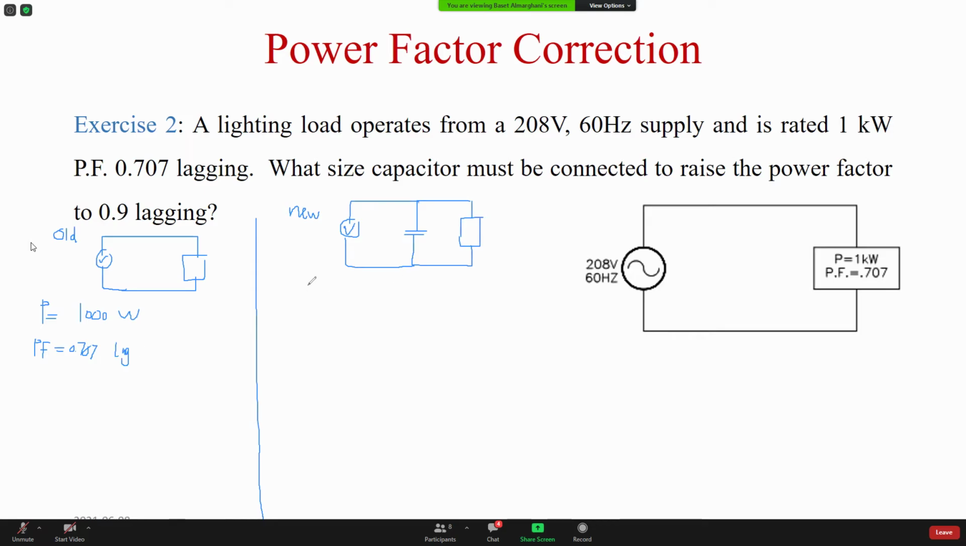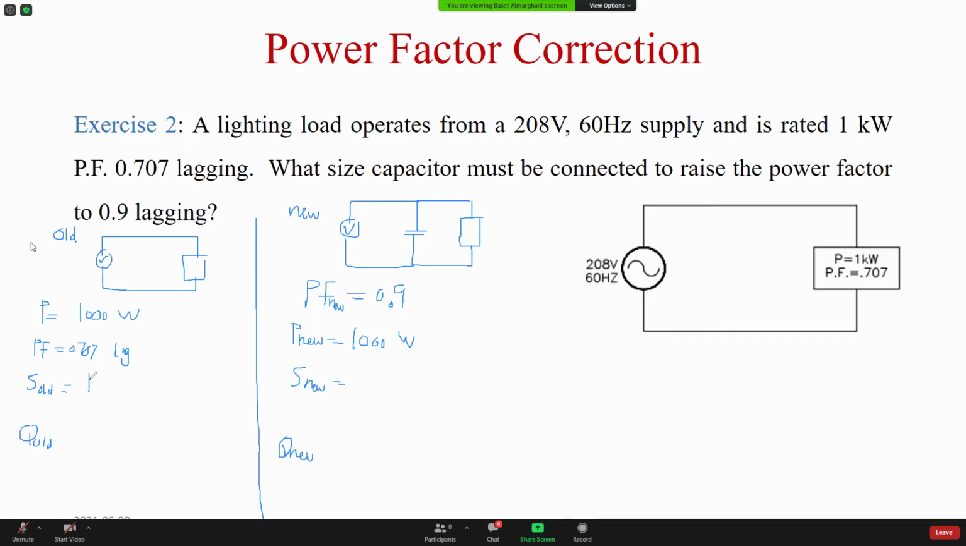Now the new power factor, they give you the new power factor. They want it to be 0.9. We know the P new, the new doesn't change. P doesn't change. The capacitor is not going to add anything to the real power. We're going to find S old, S new, Q old, and Q new. The procedure is the same.